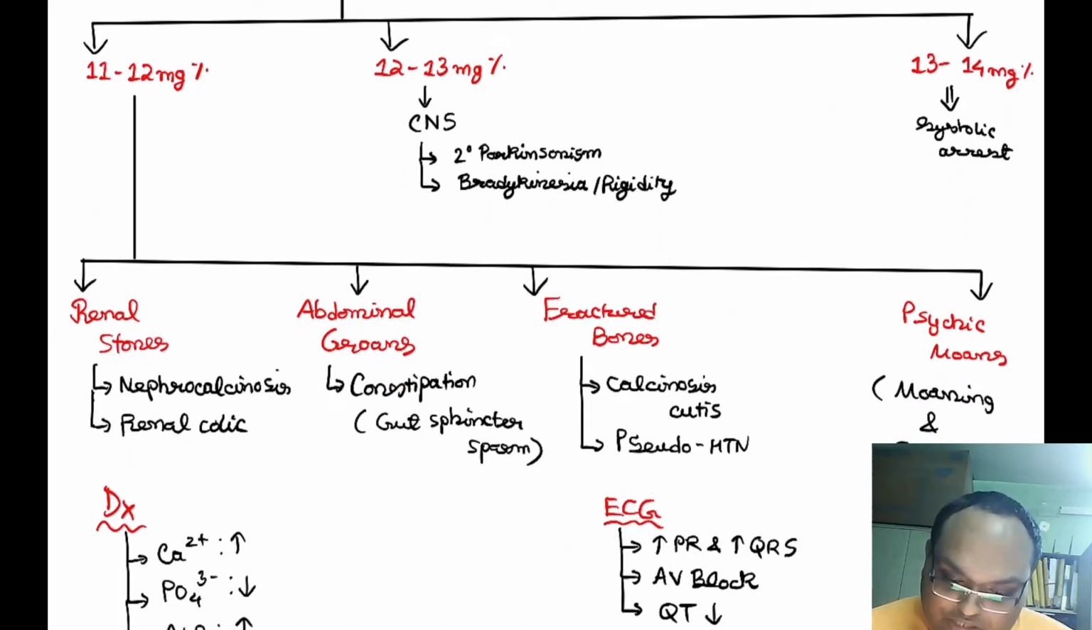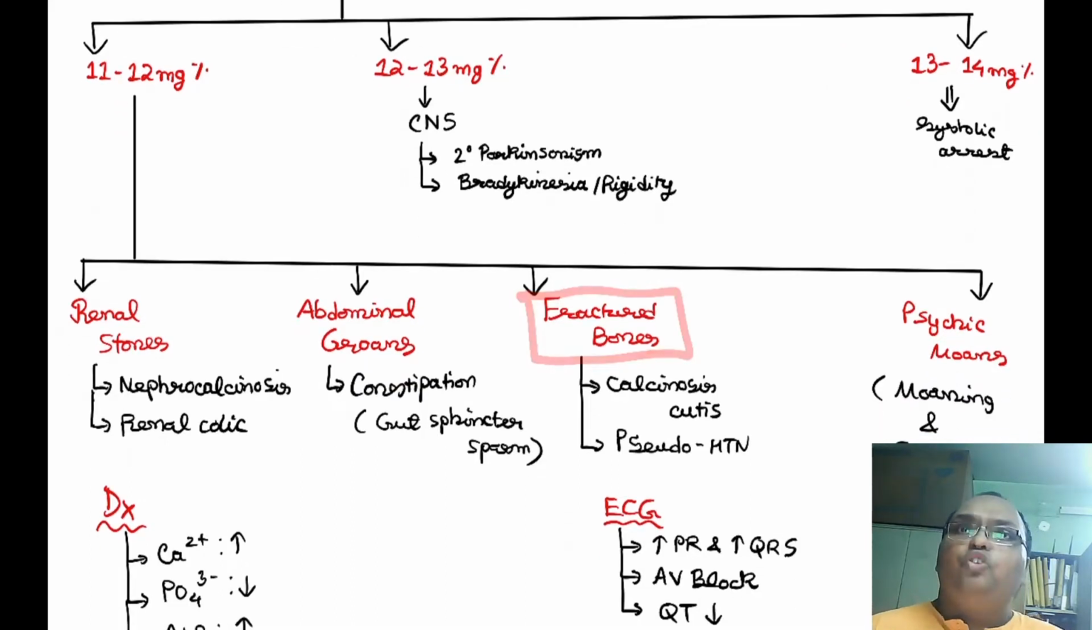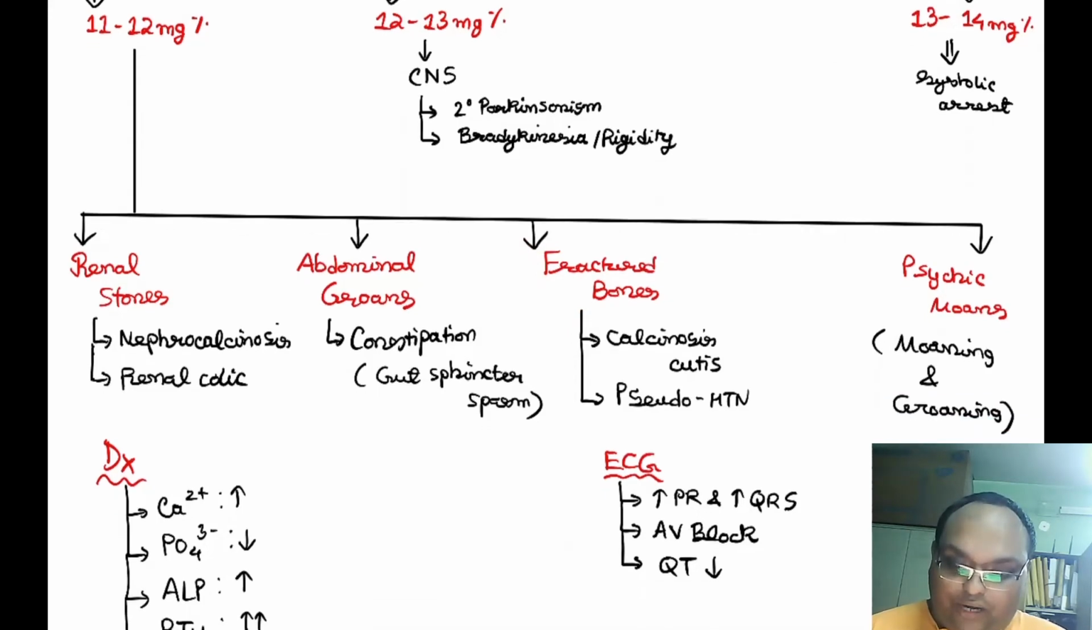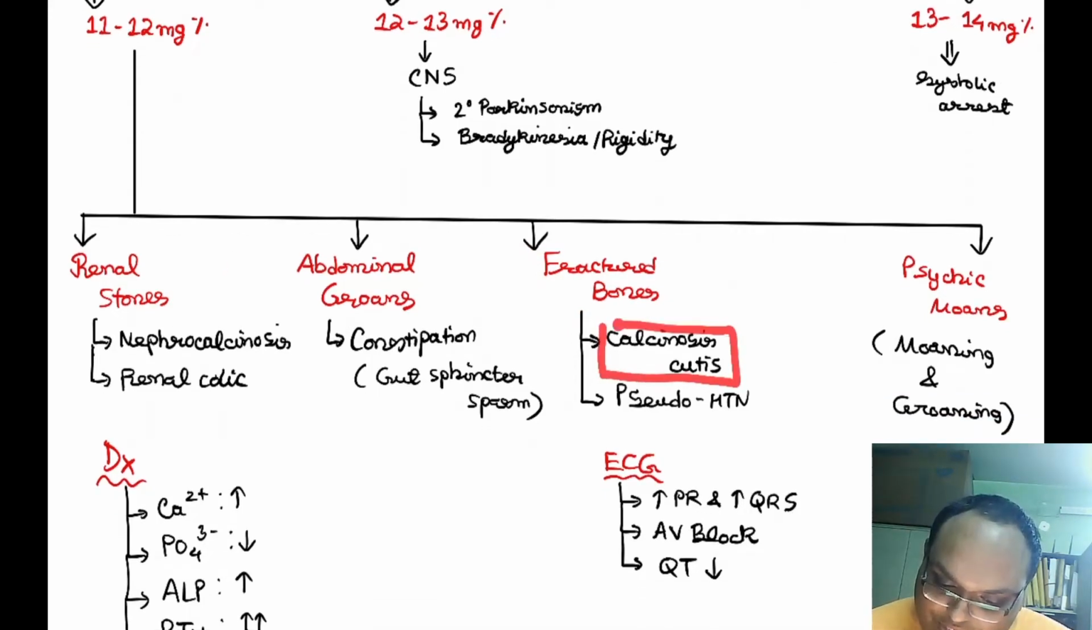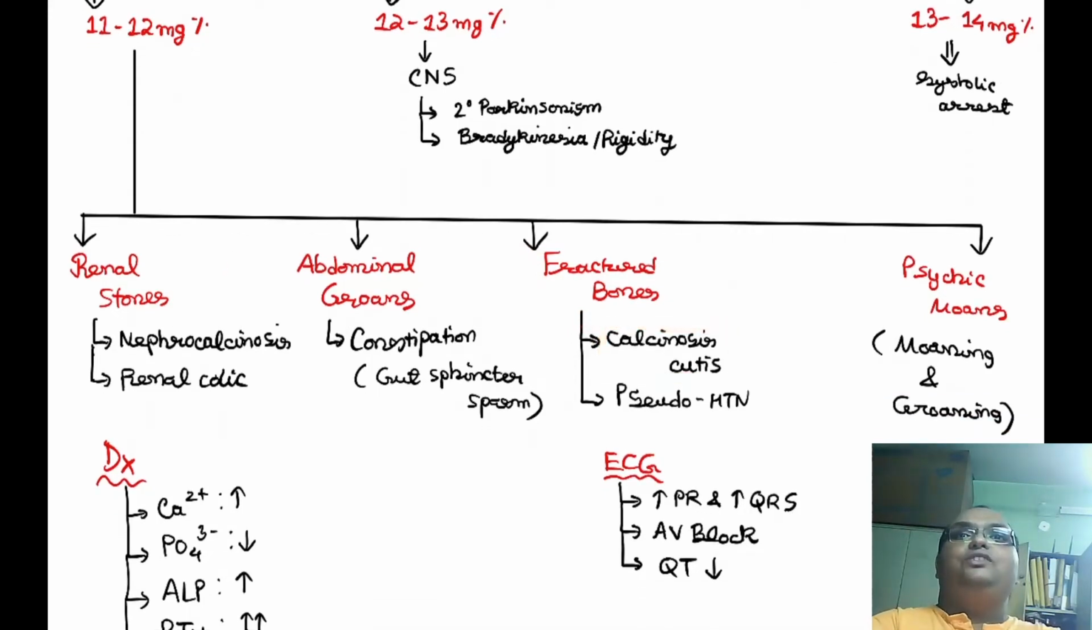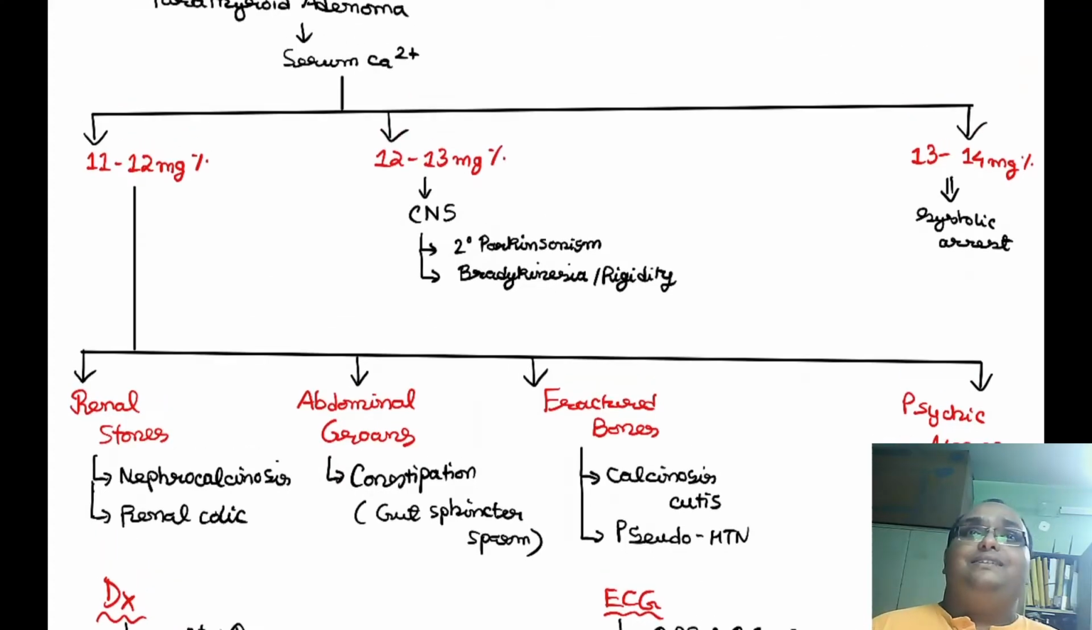Your fractured bones, as we already told you, the bones get thinned out, the calcium comes into the blood, and sometimes this calcium gets deposited in the skin, calcinosis cutis, and in the blood vessels, so pseudohypertension, and then deposition in the brain material gives rise to psychic phenomena, and the person starts moaning, groaning, becomes disoriented. And the CNS manifestation of hypercalcemia is more prominent when the serum calcium is between 12 to 13 milligram percent.